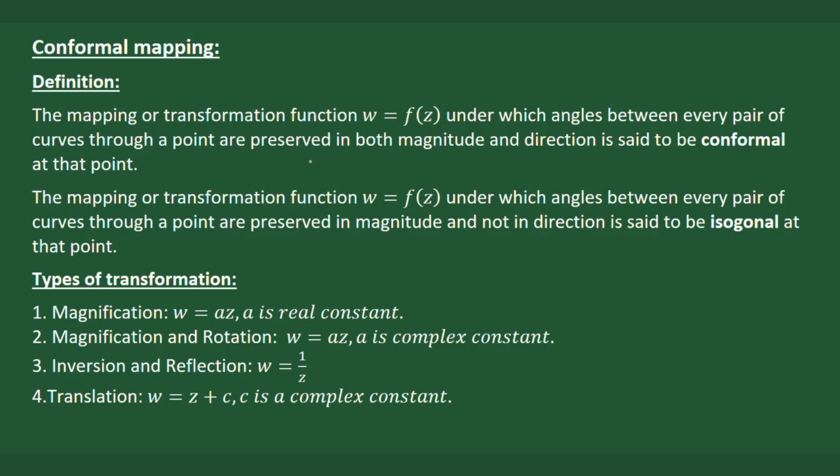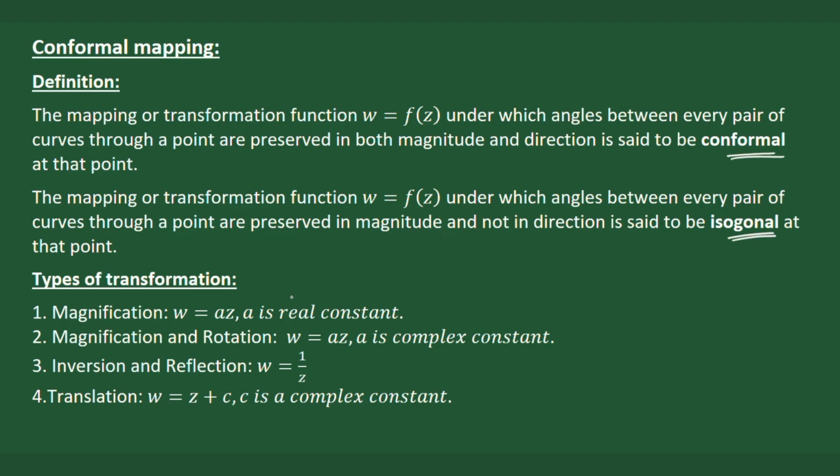So here, if you consider a curve represented in both the z plane as well as the w plane under the transformation w = f(z), and it is preserved in both magnitude as well as direction, then we can say that the mapping is a conformal mapping. Whereas if it is preserved in magnitude alone but not in direction, then the mapping is an isogonal mapping. This is the difference between conformal mapping and isogonal mapping.